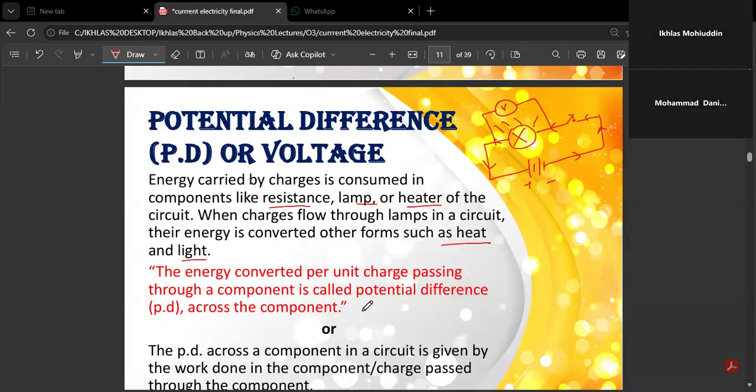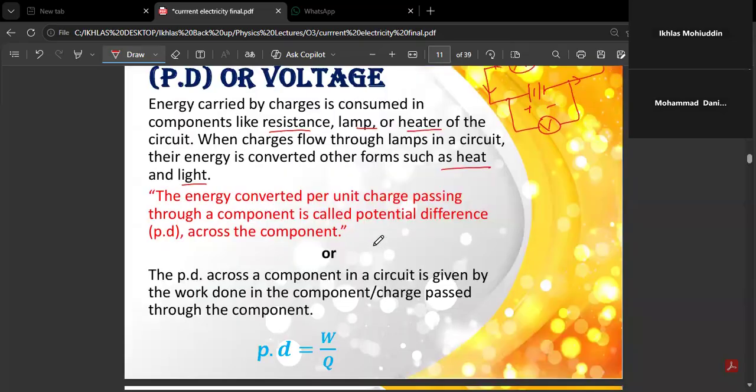But whenever we want to find out the EMF across a source, we again connect a voltmeter parallel to the component. The voltage across a source will be called EMF, and the voltage that we measure across any component is called potential difference, right?